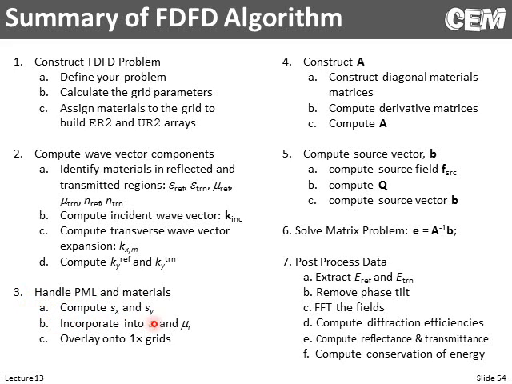Now, once we have that, we're going to calculate our PML. We will incorporate that onto our permeability and permittivity arrays on the 2x grid. Now we have everything we need to overlay that, or parse it down, onto the 1x grid. So at this point, we come away with potentially 6 different arrays: epsilon xx, epsilon yy, epsilon zz, mu xx, mu yy, mu zz. And those are all on the 1x grid.